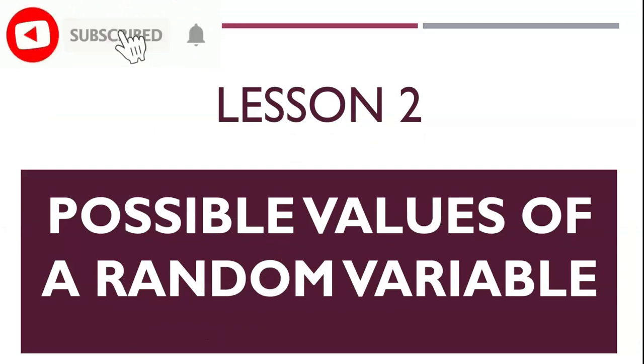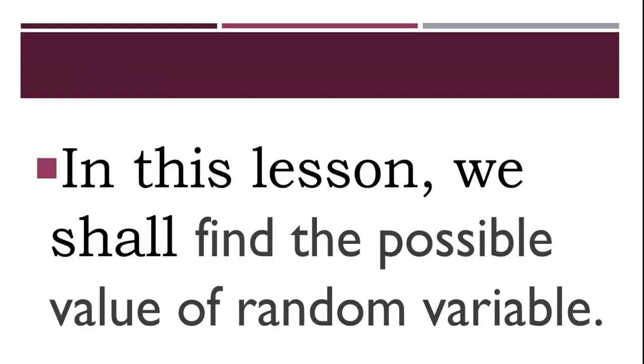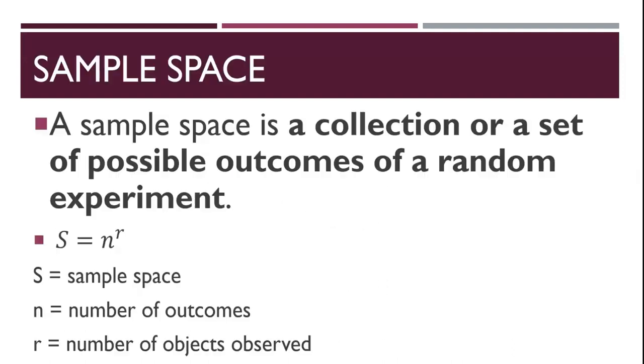Lesson 2. Possible values of a random variable. To review, a variable is a characteristic or attribute that can assume different values. We use capital letters to denote or represent a random variable. In this lesson, we shall find the possible value of a random variable.